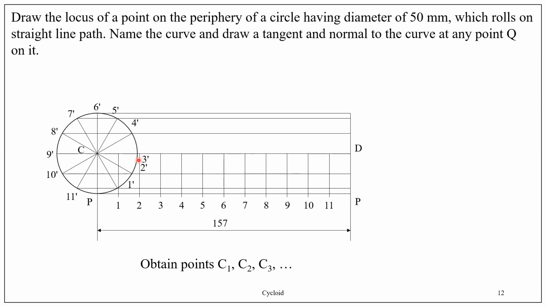Now name the intersection of the vertical line from 1 and the line CD as C1, and the intersection of the vertical line from 2 and the line CD as C2, etc. Like this: C1, C2, C3, C4 up to C11. So C11 is nothing but the intersection of the vertical line from 11 and the line CD. So that point is C11.